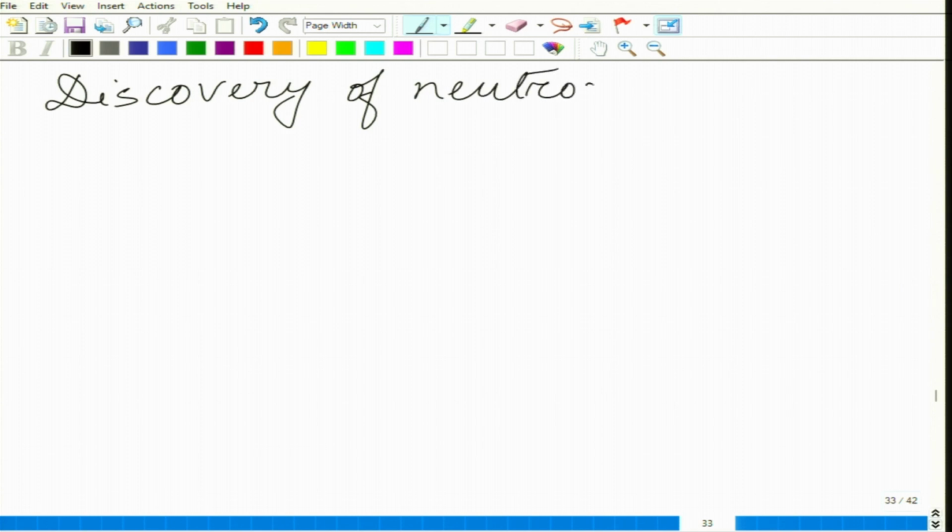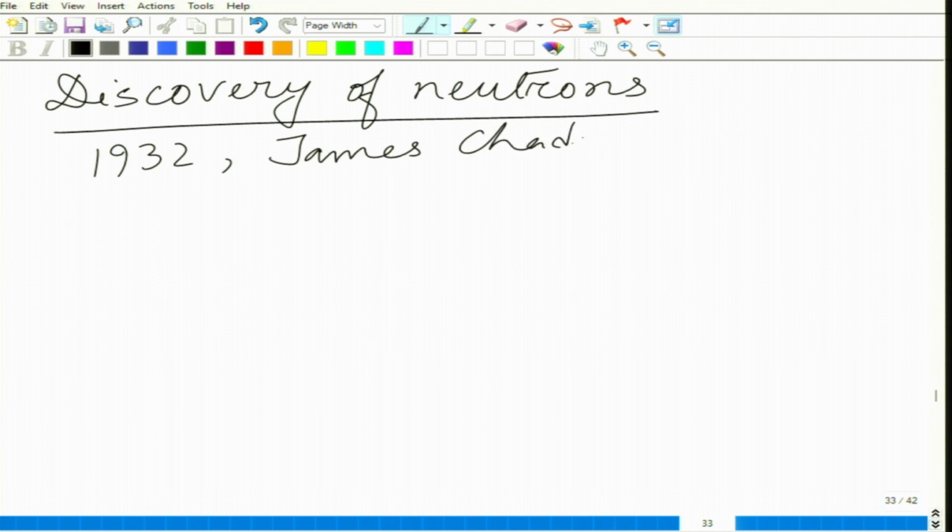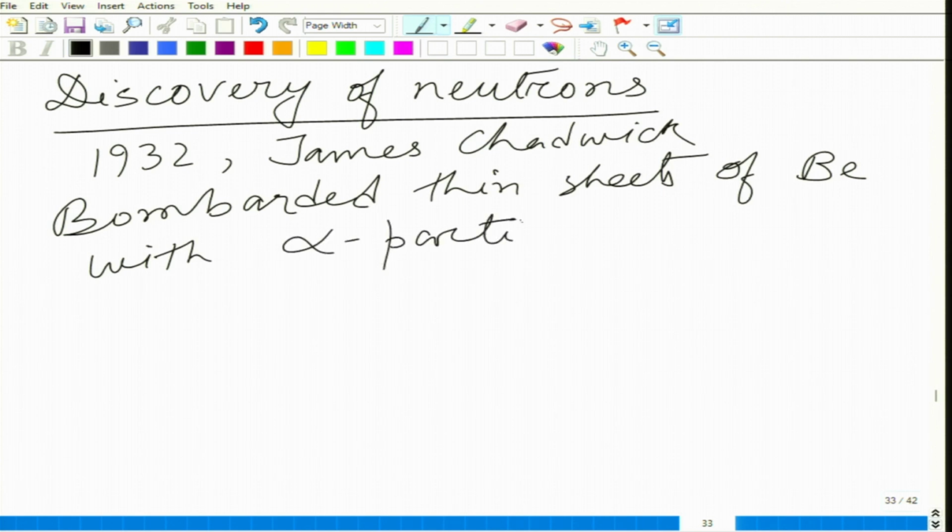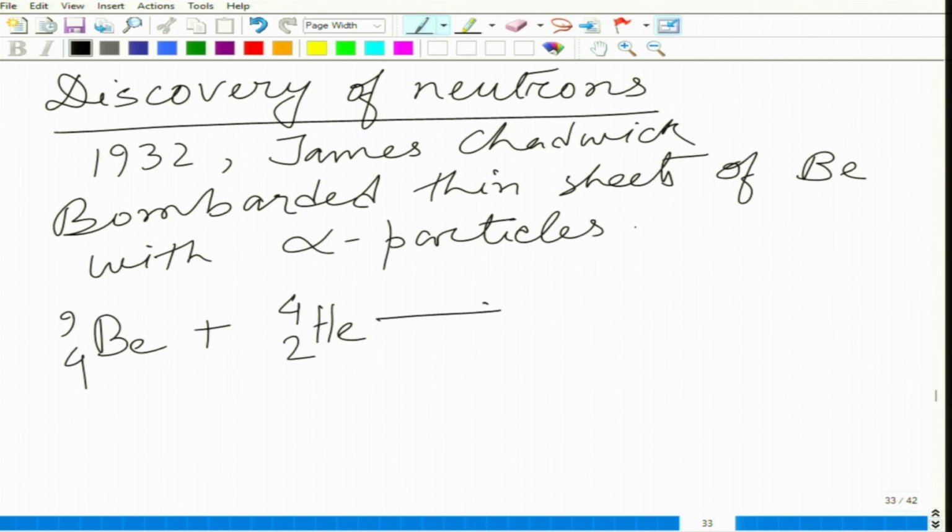Discovery of neutrons in 1932 by James Chadwick. What did he do? Bombarded sheets of beryllium with alpha particles. So it was like this: beryllium has an atomic number of 4 and atomic mass of 9, plus alpha particles, which are helium with atomic mass 4 and atomic number 2, and one atom of carbon was formed. Carbon has a mass of 12 and an atomic number of 6.